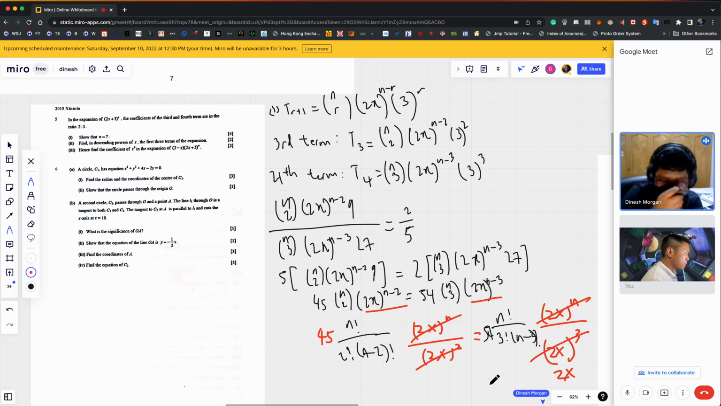Okay, but shouldn't it be divided by 2x and not times by 2x? No, 1 over. I still put my 2x in the denominator. Okay. Yeah.